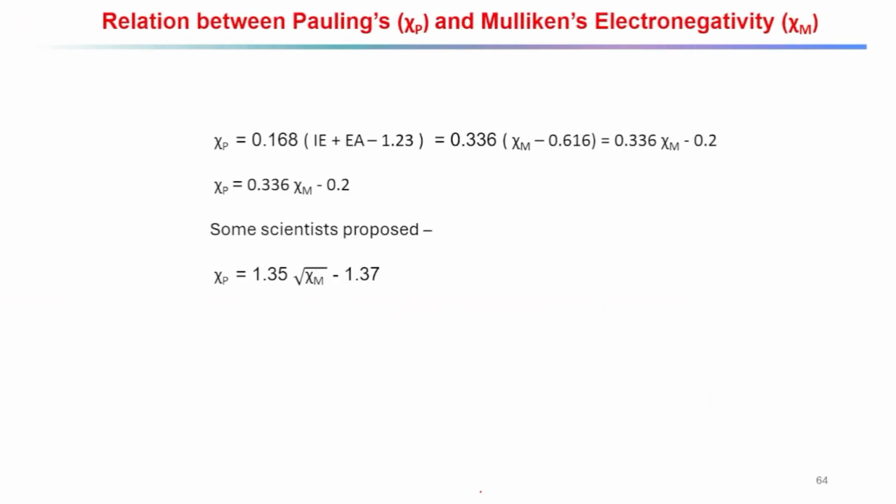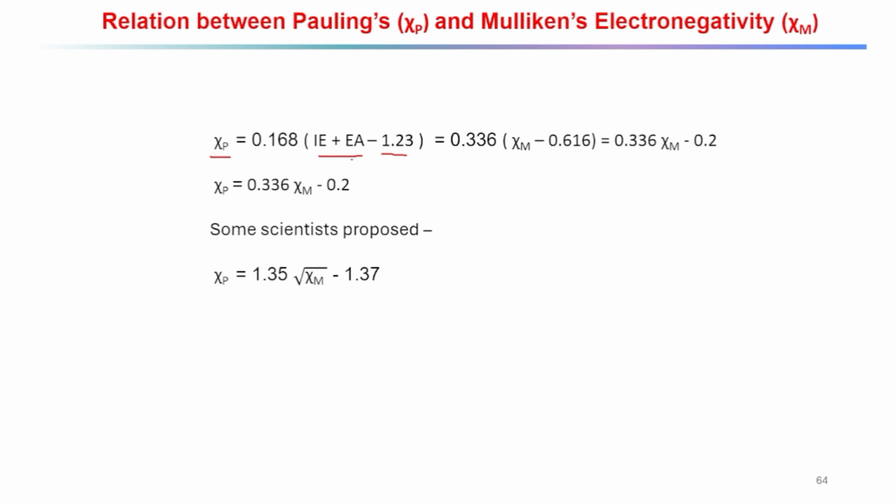Now let's see the relation between Pauling's electronegativity and Mulliken's electronegativity. The relation is given as chi p, meaning Pauling's electronegativity, is equal to 0.168 times (ionization energy plus electron affinity of the atom) minus 1.23. So if we subtract 1.23 from the ionization energy plus electron affinity value, and then multiply it with 0.168, we get Pauling's electronegativity.